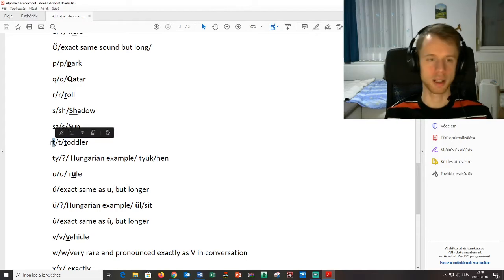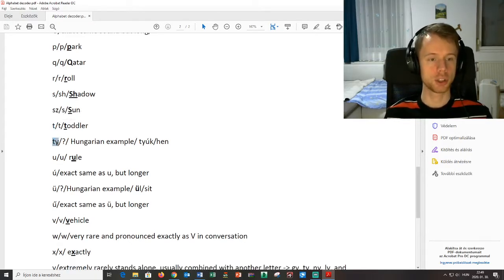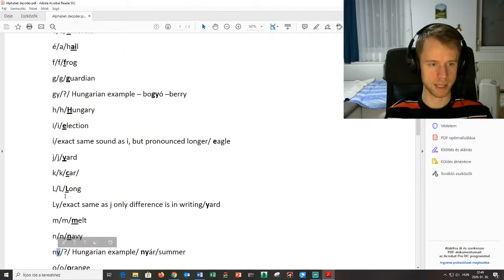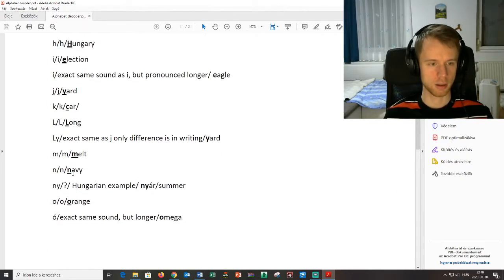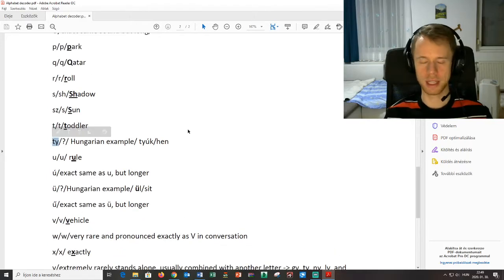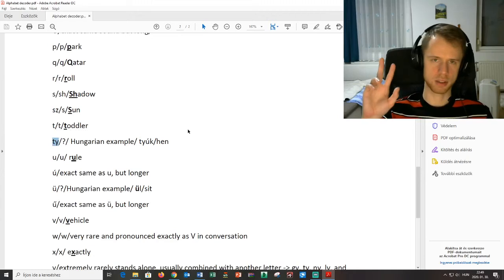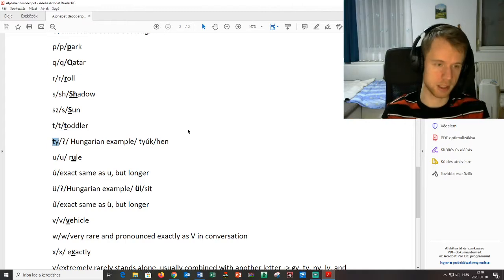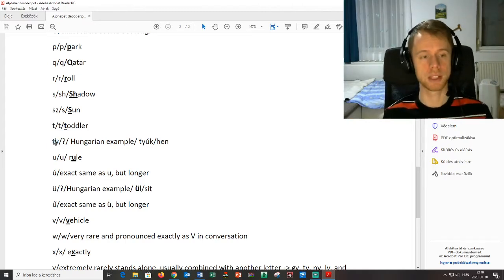T, like in toddler, T. Te, kö. Not many English examples, so again it's going to be a Hungarian one, tyúk, hen, tyúk, kö. You might have noticed by now that Y is commonly used to combine with other letters, all over here. The reason is that Y doesn't really have its own pronunciation. If you speak Russian, this is pretty much the soft sign. So you attach it to another letter and that changes the pronunciation. We use this to create new letters. So kö.